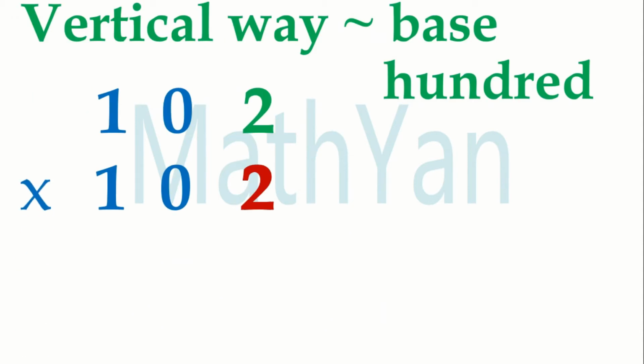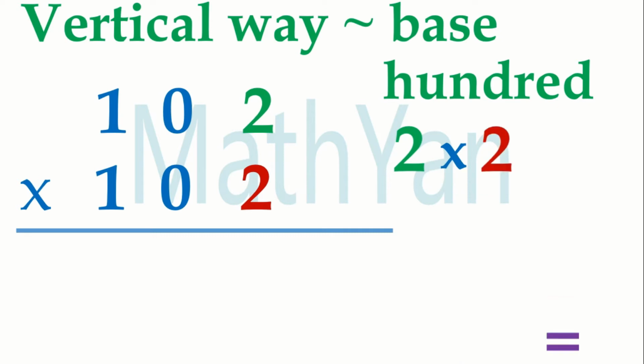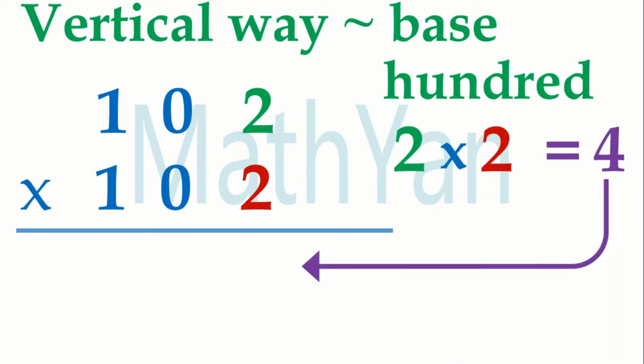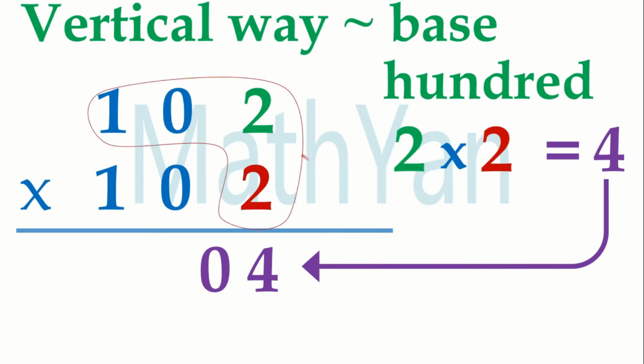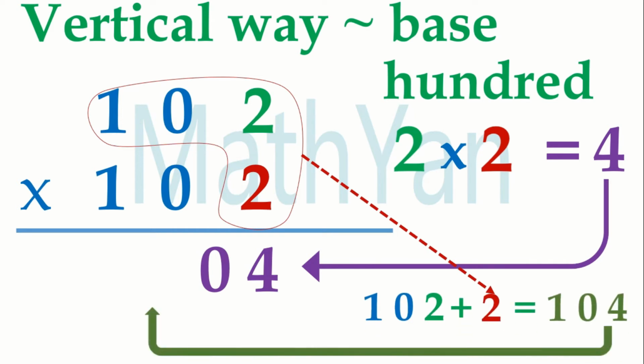Okay. That was base 10. Now the procedure is still exactly the same. 2 put here, you times 2 is equal to 4. So you place your 4 here. But remember, this is base 100. 2 digits allowed, so you need to put a 0 in front of 4. So this one will be the same, 102 plus 2 is equal to 104. Put your 104 here. So the answer is 10404.